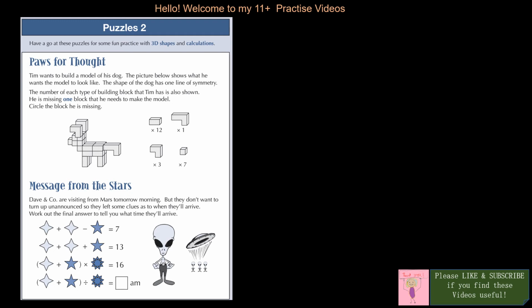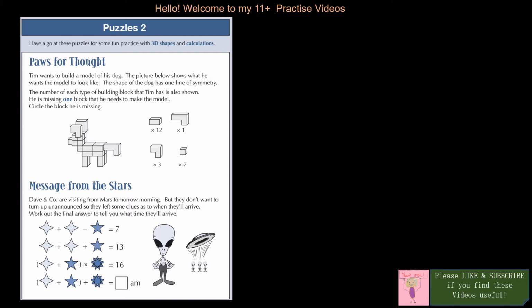So these are puzzles taken from the CGP 10-minute tests book they have for the CEM exams, and these are more like a practice, so that will help you sort of better understand the questions, even I may put it that way. But it's fun to solve puzzles anyway, so let's get started.